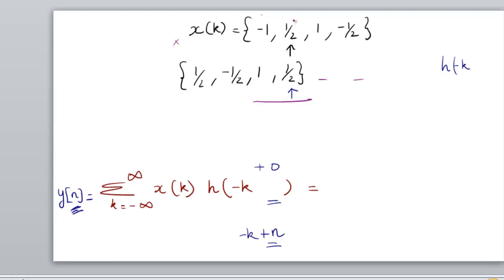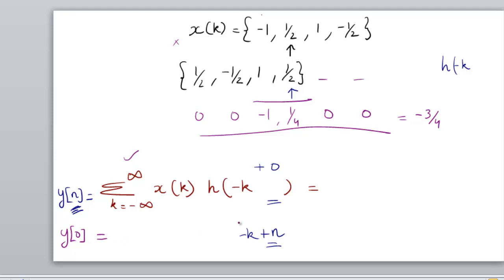Whereas here if I multiply half and half, it will be 1 by 4, and minus 1 into 1 is minus 1. So minus 1 and 1 by 4, and what I have to do is add all those values. Here all of it will become 0. Correct? Here also it is going to become 0. So if I add up all of these values, which is given by this summation, then what will I get? I will get minus 1 plus 1 by 4, which is minus 3 by 4. So y of 0 will be minus 3 by 4. This is for n is equal to 0.